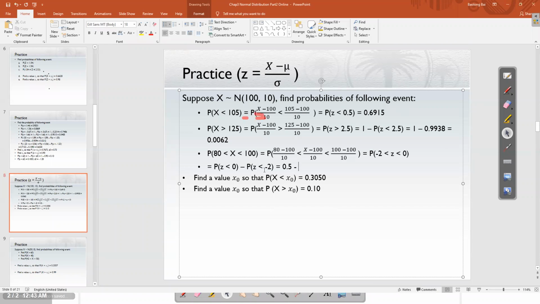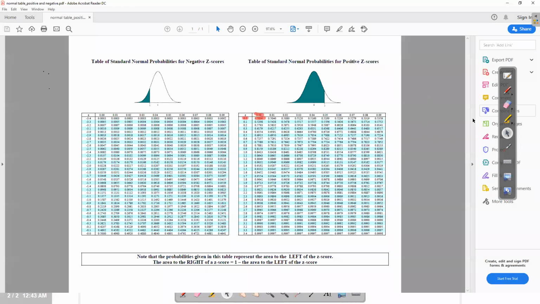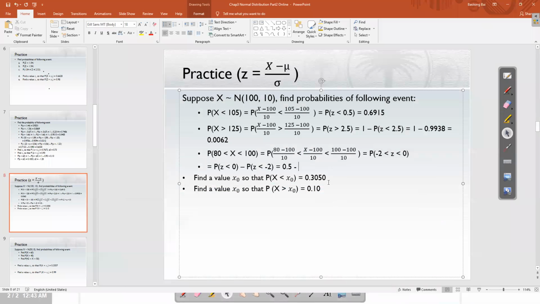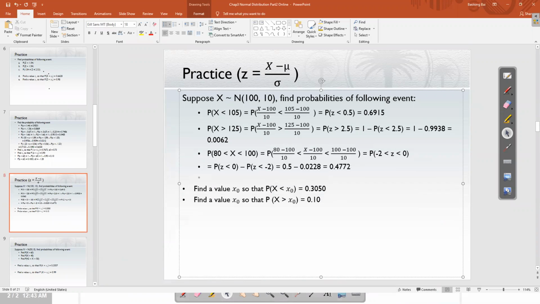Second probability is z less than -2. So we need to use -2 on the z-score. So -2 is on the left-hand side, so the negative z-scores, -2.00, right? So the corresponding probability is 0.0228. And the math gives 0.4772. And that's it.